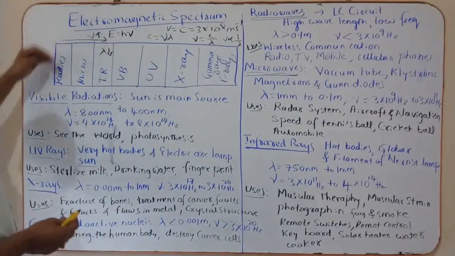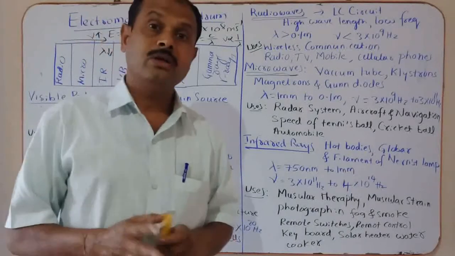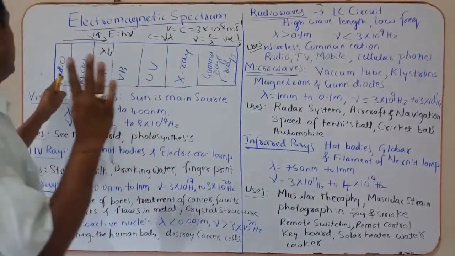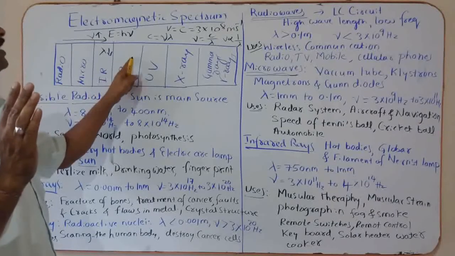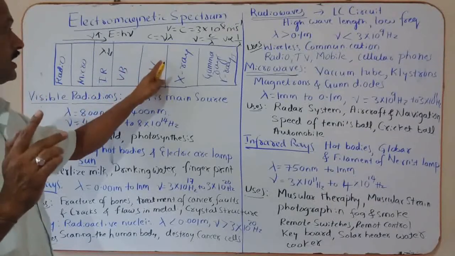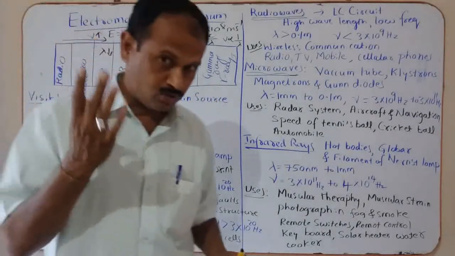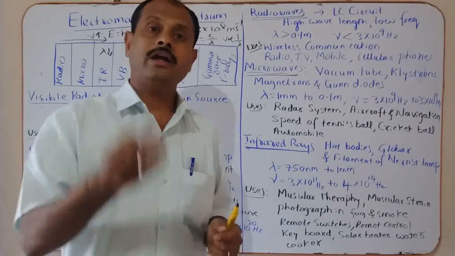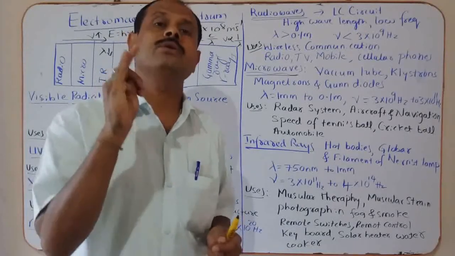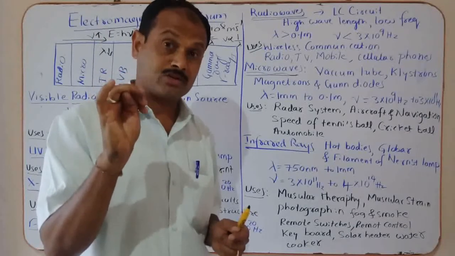What we need to know in the electromagnetic spectrum: what are the radio waves, what are the microwaves, what are the infrared rays, what are the visible rays, what are the ultraviolet rays, what are the X-rays, what are the gamma rays, and their sources, their wavelength range, their frequency range, and uses. Four points for each and every part of the electromagnetic wave.